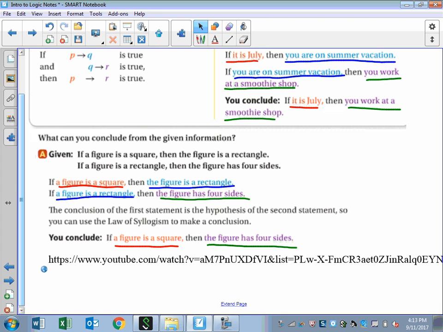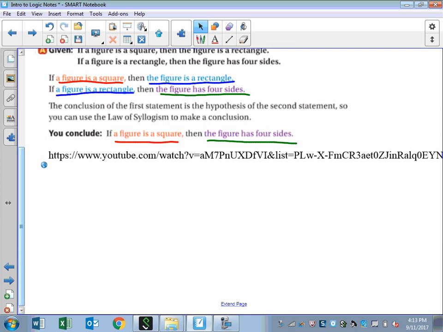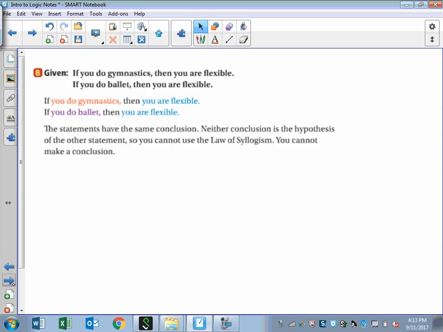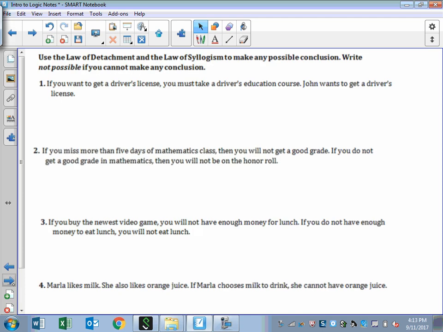Now I'm going to do two more concrete examples, just to make sure you guys got it. Use the law of detachment and the law of syllogism to make any possible conclusion, or write not possible if you cannot make any conclusion.